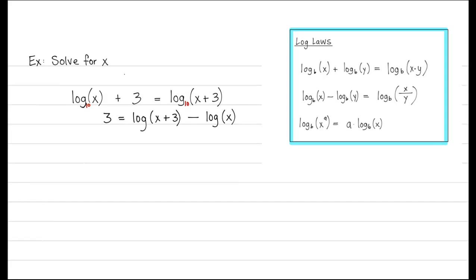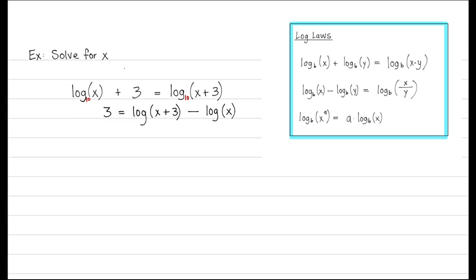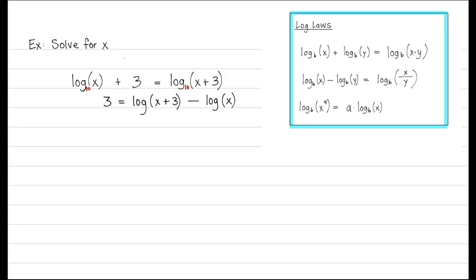Okay, and I'm doing that so both the terms with the log in them are both here on that right-hand side. Okay. From there, this looks an awful lot like our second log law, right? We've got log minus log, and the two bases are the same. In this case, they're 10. So we can go through and divide. Okay, so this thing is the same thing as saying 3 is equal to log base 10 of x plus 3 over x.